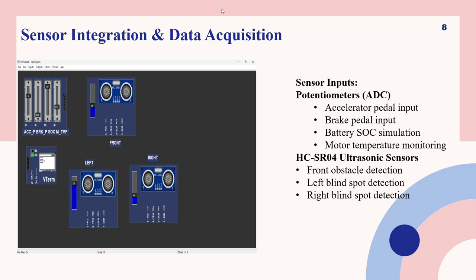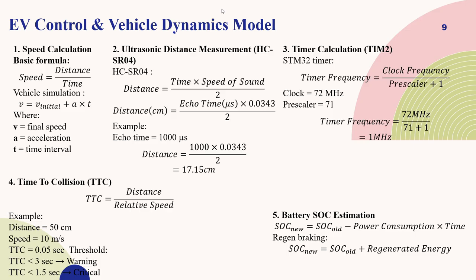Next, here we use IO virtual terminal and also ultrasonic sensors. One is front obstacle detection, one for left blind spot detection, and one for right blind spot detection. Here we use some formulas for EV control and vehicle dynamic models.